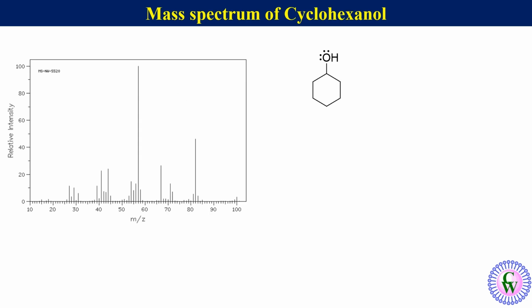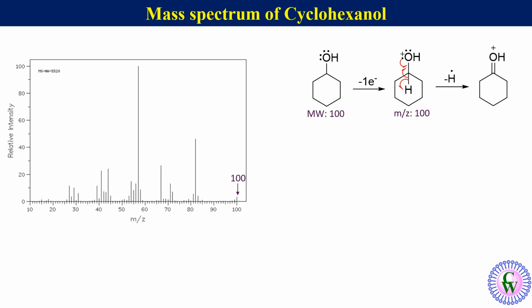Mass spectrum of cyclohexanol. The molecular weight of cyclohexanol is 100. After electronic bombardment, it ejects one non-bonding electron to produce molecular ion with M/Z 100, which eliminates H radical like this to produce protonated cyclohexanone with M/Z value of 99.